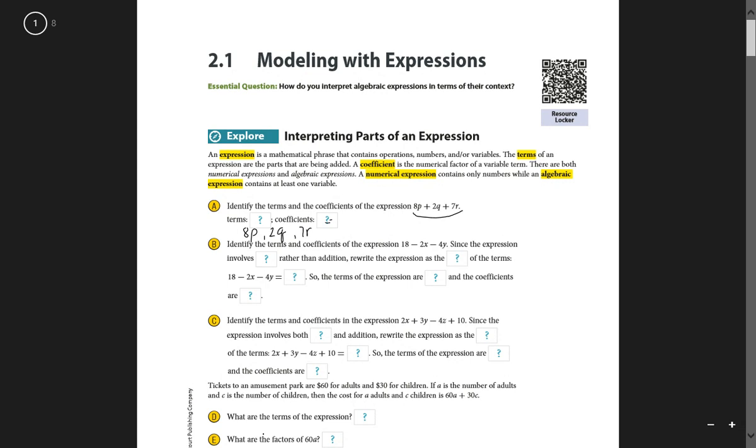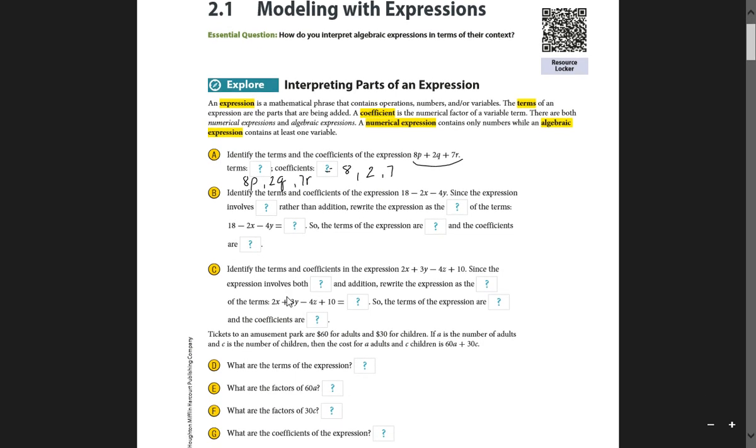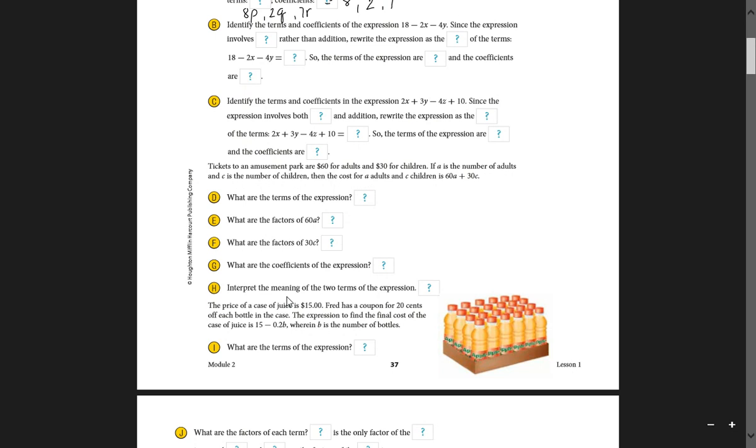Coefficients are the number in front of the variable. So you have 8, 2, and 7. They are the numerical coefficients. So you can try doing letter B and letter C. Every addition and subtraction, you have the terms. So there are three terms in letter A. Let's go to the word problem.